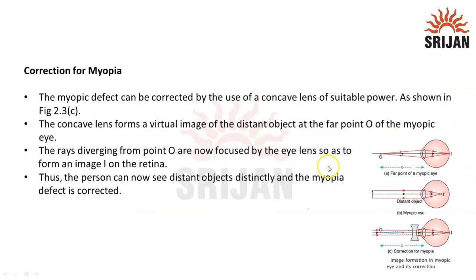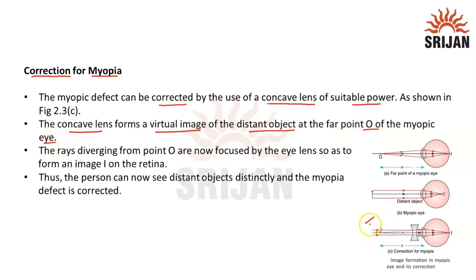Now let's talk about its cure, or we can say the correction for myopia, because there is no such cure. The correction is done by spectacles or by contact lenses. So the myopic defect can be corrected by the use of a concave lens of suitable power. The concave lens forms a virtual image of the distant object at the far point O of the myopic eye.